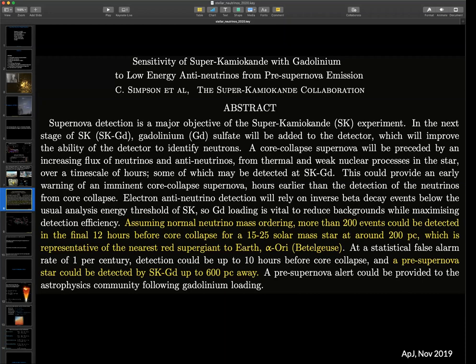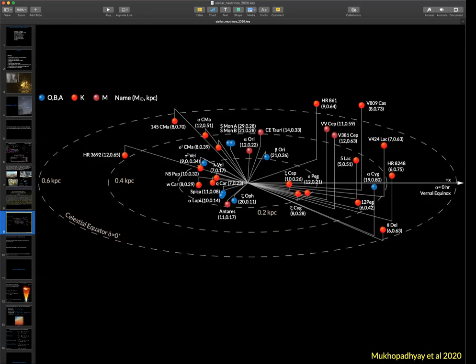And then later on in yellow there, a pre-supernova star could be detected by Super-K Gd up to 600 parsecs away. And so like, wow, okay. How many stars is that? Is that one, or is it just Betelgeuse? How many massive star candidates do we have within at least a kiloparsec and 600 parsecs? So the answer is that, if you include red and blue supergiants, it is about 31.